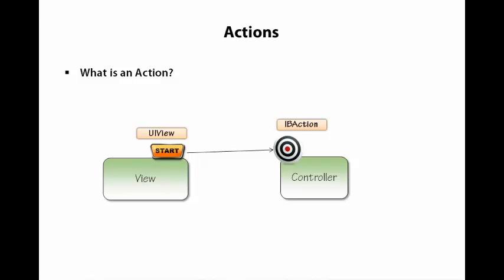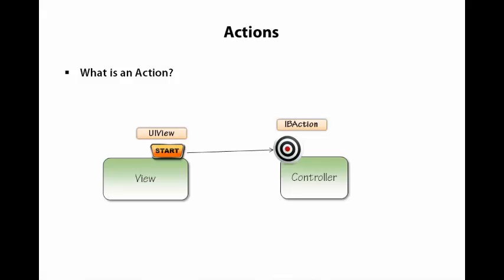So now let's talk briefly about an action. An action is basically the opposite of an outlet. If you look at this diagram I have below, just like when we talked about outlets, I've got the view and the controller, and I've even got my little target still on my controller. And on my view, you can see I've got this start button.